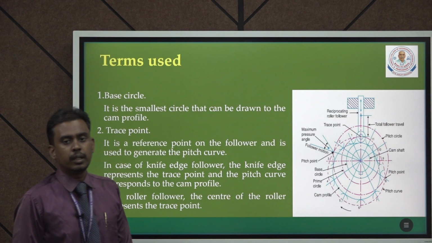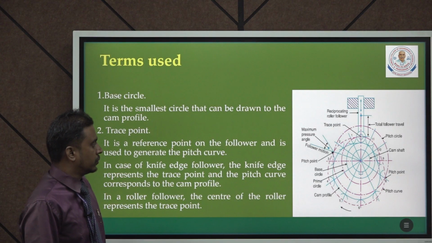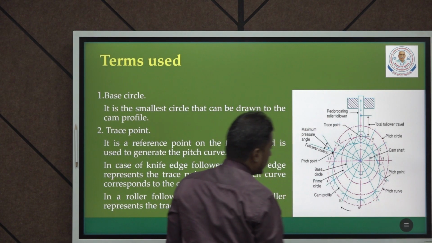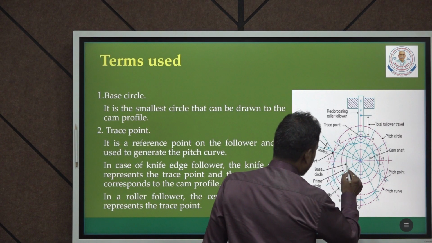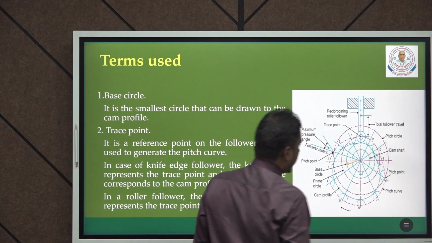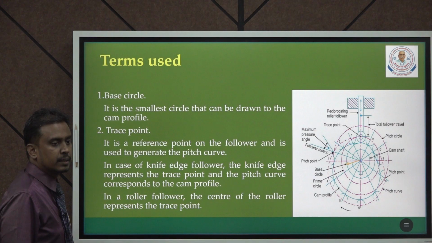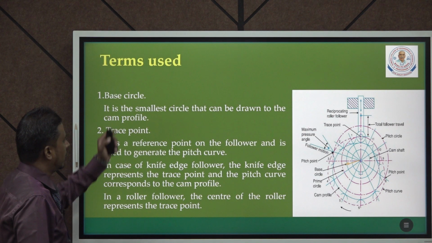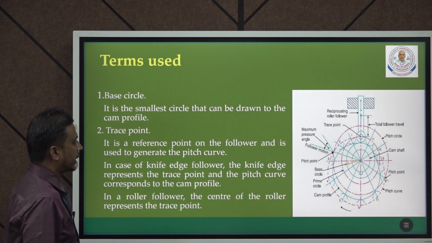Now, we are going into a very important topic, various terminologies used in cam. So, these are the various terminologies. Let us discuss them one by one. First one is the base circle. If you want to construct a cam, we have to draw the minimum radius circle that represents the base circle, that is the smallest circle that can be drawn to the cam profile.